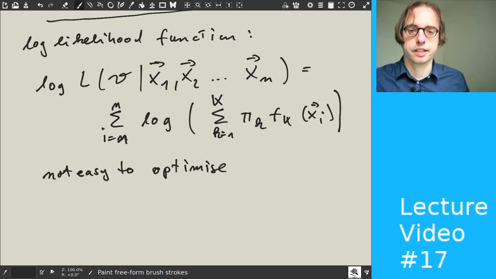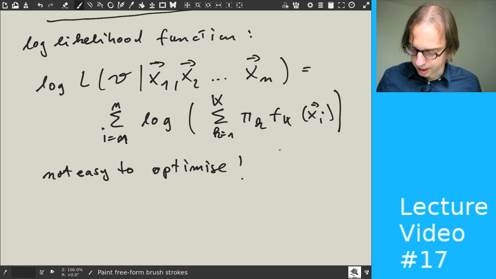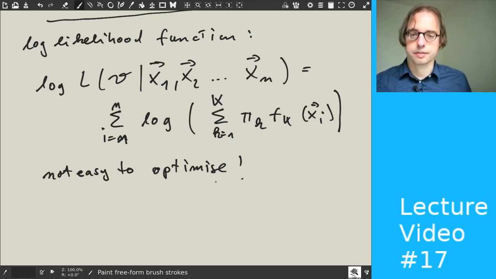The reason is that we have this kind of ugly term here. We have a logarithm of a sum. Unless we have a very small problem with very few parameters, this will lead to trouble, both numerically and even if we could do it. Sometimes we could do these things analytically, but in this case there's no chance that there will be an analytical solution. So what can we do now?